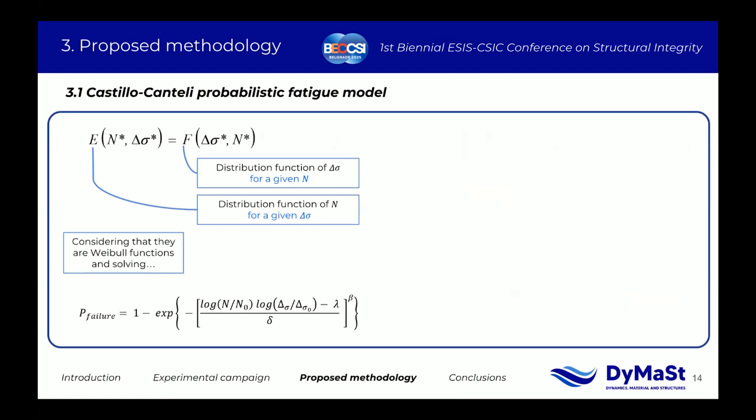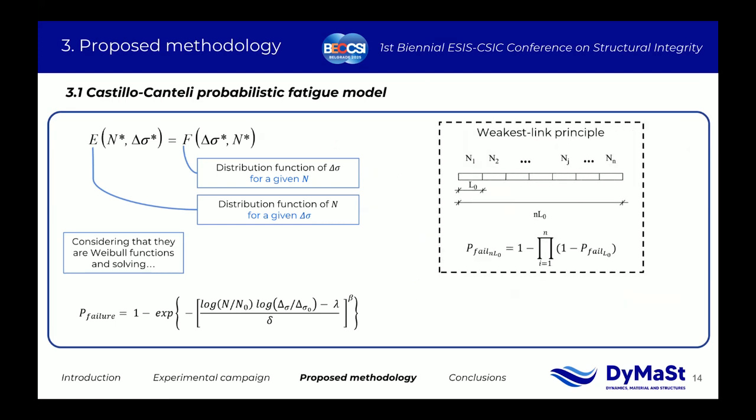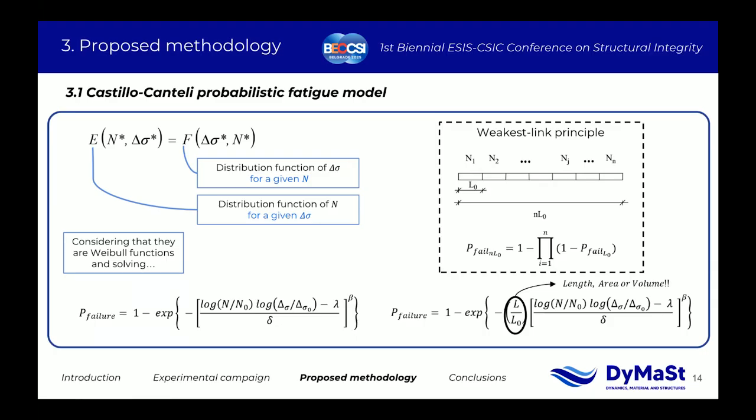Moreover, by applying the weakest link principle, which states that the probability of failure of a component composed of n elements is equal to the product of the local probabilities of failure of each of these n elements, we can introduce the weakest link principle in the model. We can see the term here. For the sake of simplicity, I put L, but we can introduce the weakest link principle, or the scale effect, thinking of length, area, or volume. It depends on the failure mechanism that we face in our problem.